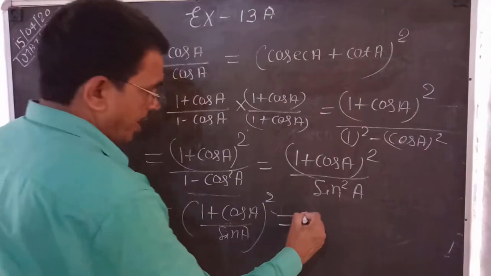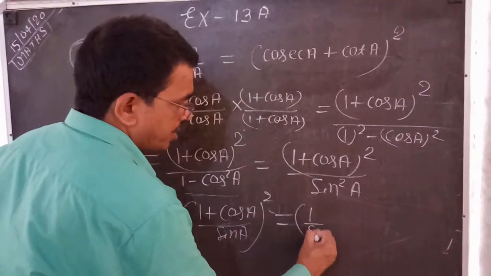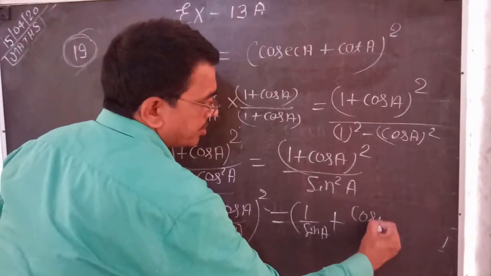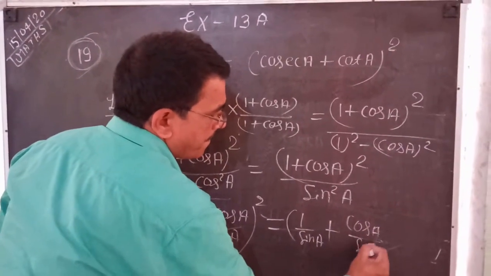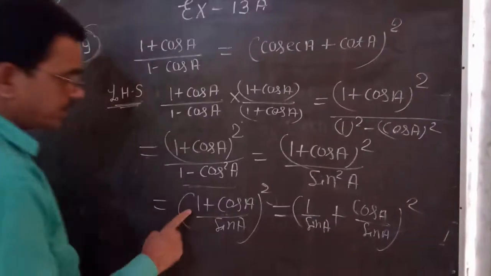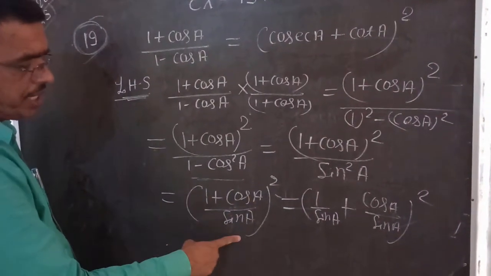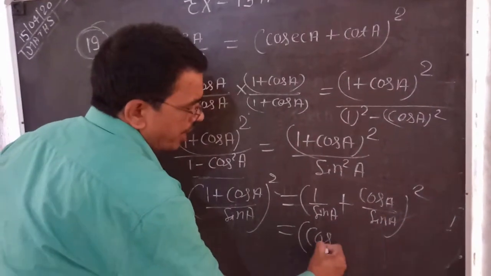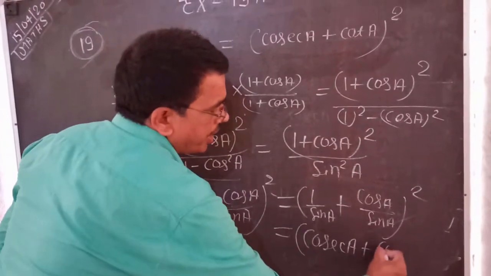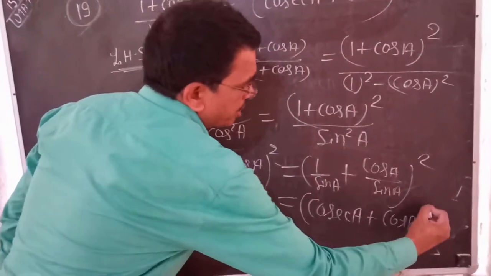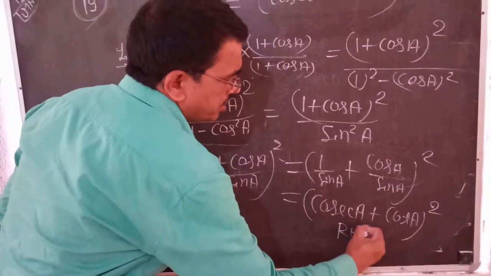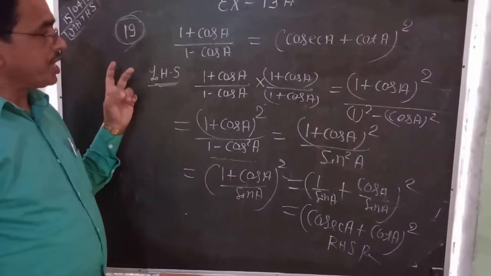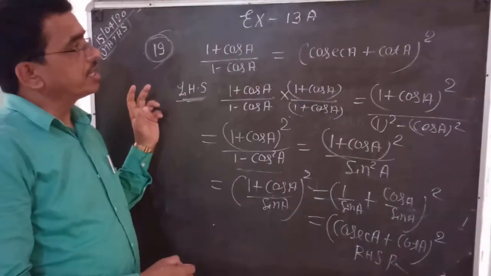Then you write 1 by sin plus cos by sin whole square, because 1 plus cos by sin is 1 by sin plus cos by sin. What you get? You get here cosec A and here cot A, that is whole square, and it is RHS and proved. So dear students, you solve up to 21 questions of exercise 13A.